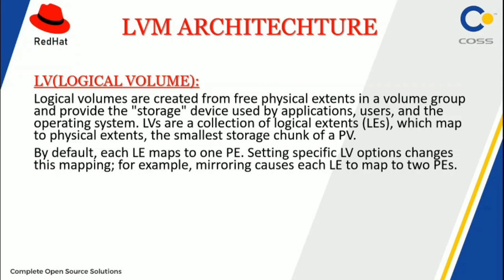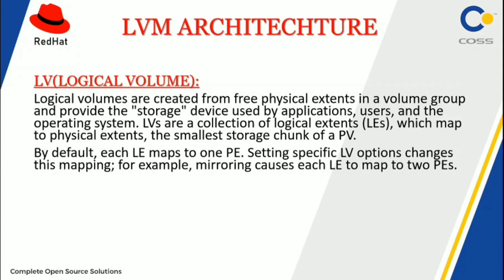So physical extent and logical extent, there is no difference, just a name in a different environment. When it is inside the volume group, we call it a physical extent. When it is inside the logical volume, we call it a logical extent, which maps to a physical extent. It is the smallest storage chunk of a PV. By default, each LE maps to one PE, meaning LE and PE size would be the same.